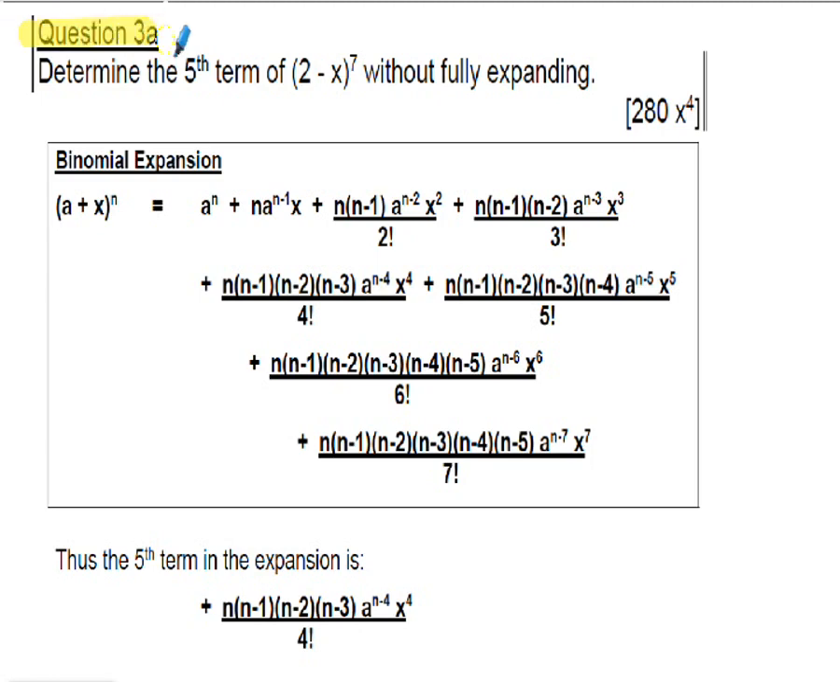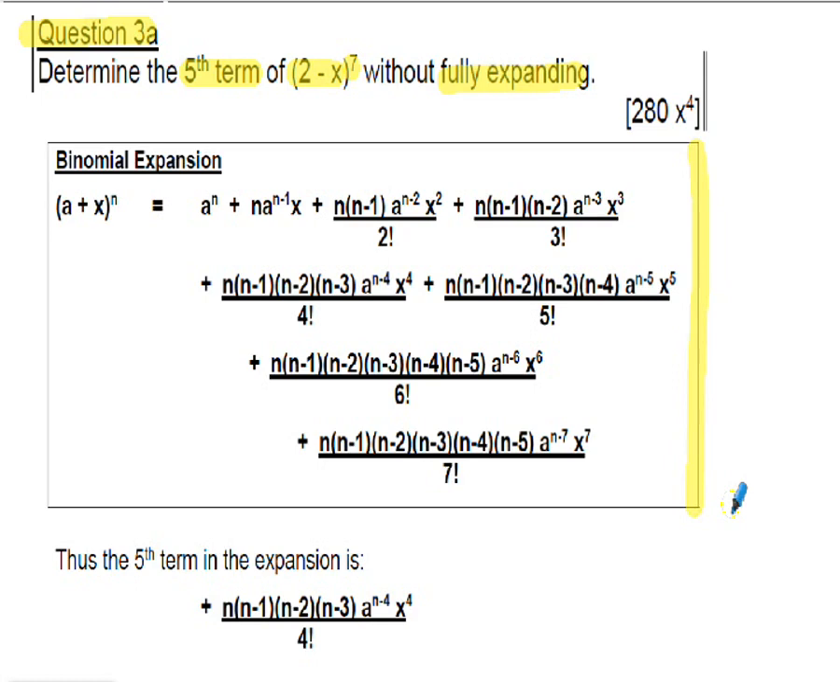Question 3a here, we're asked to find the fifth term of the expansion of (2 minus x) to the power 7, but without fully expanding. I have actually shown the full expansion here, just for reference, but we only need to find the fifth term.